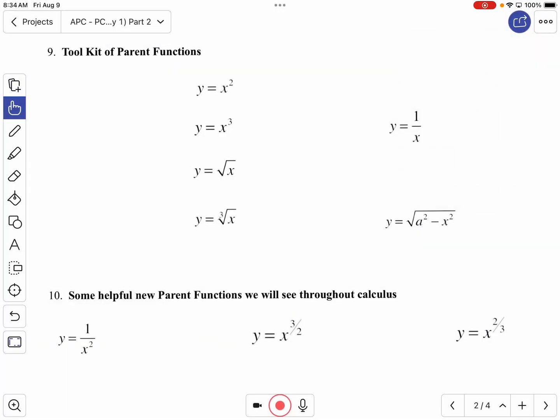Alrighty, so we talk about our toolkit of parent functions. These are our basic functions that we're going to work with, that we need to be able to understand how they behave and all the different things throughout calculus. It's just pulling all that algebra and stuff around for you guys. What does y equals x squared look like? It's a parabola, right? It's our U-shaped graph. What about x cubed? That's our sneaky snake.